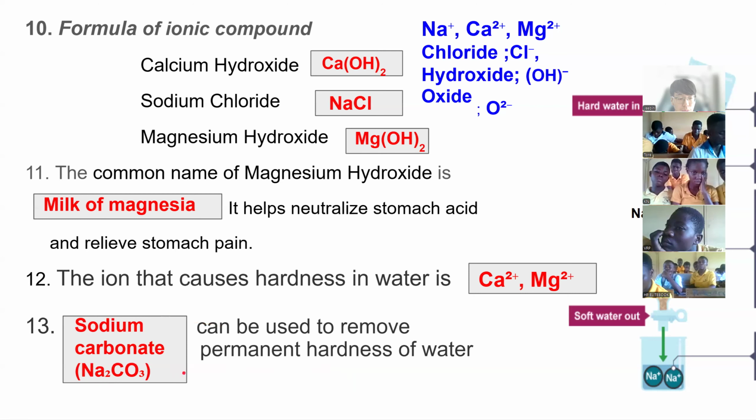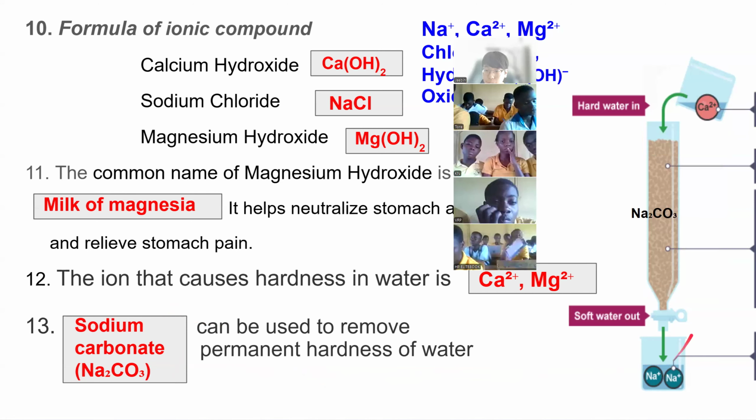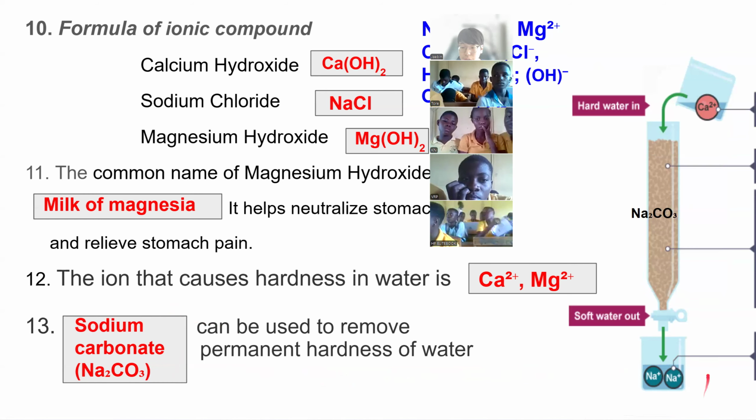But that sodium carbonate can be used to remove permanent hardness in water. So you can see on the right, it is sort of like removing the hardness, since hard water that contains, for example, calcium goes through this container filled with sodium carbonate, and the soft water goes out.